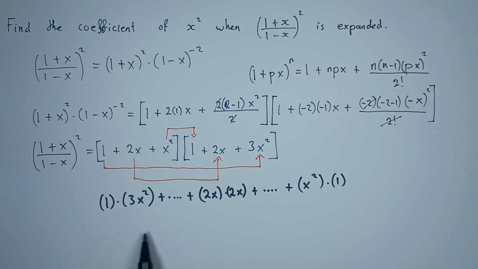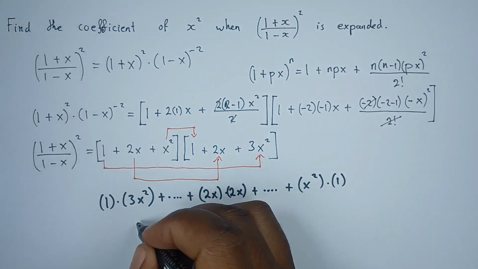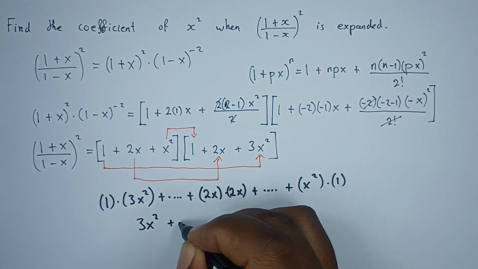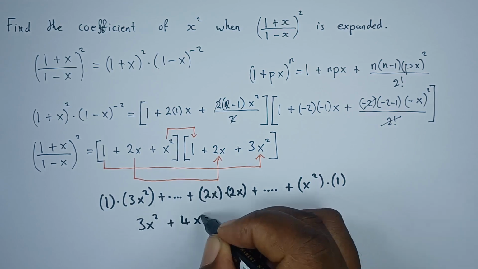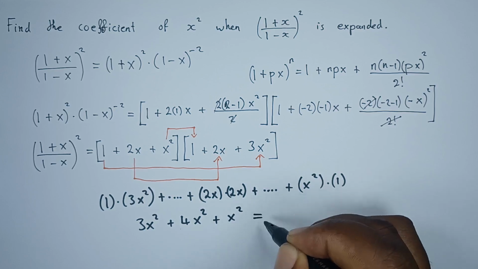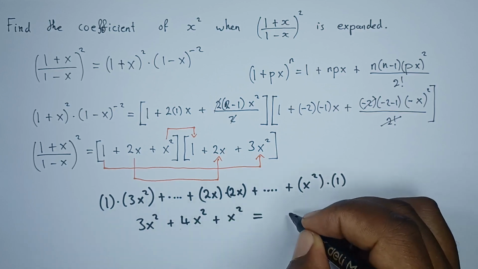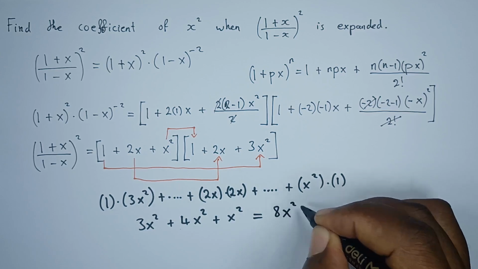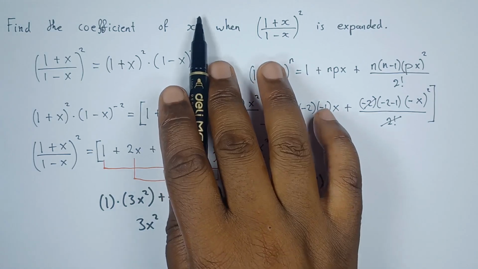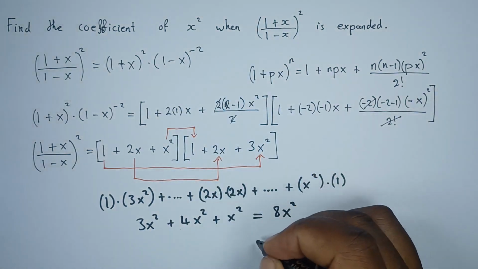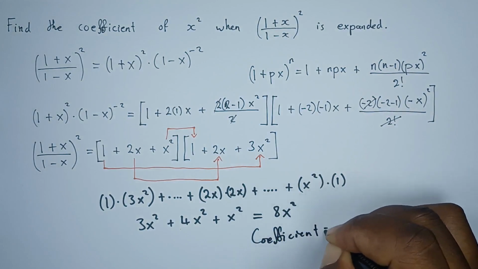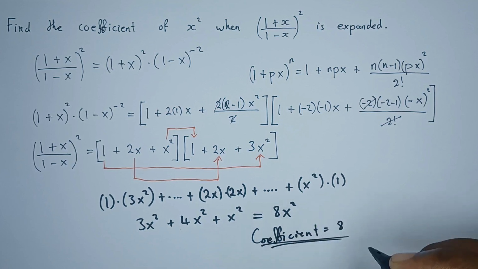So multiplying these will give us 3x squared. Here we'll get 4x squared. Here we'll get x squared. Adding these gives us 8x squared. So the coefficient of x squared is simply 8. So there you have it. That's the answer.